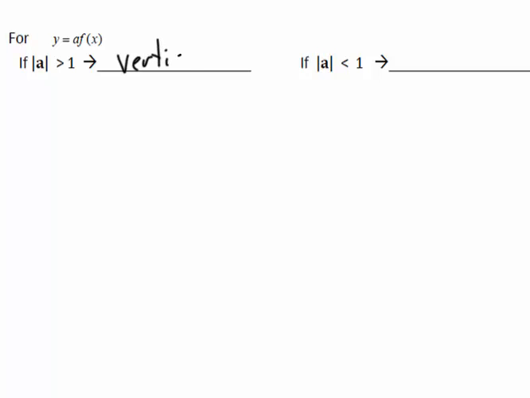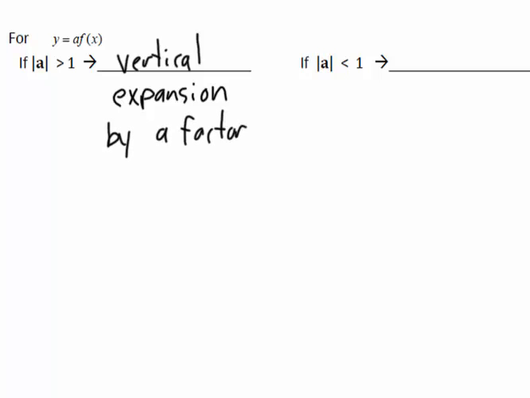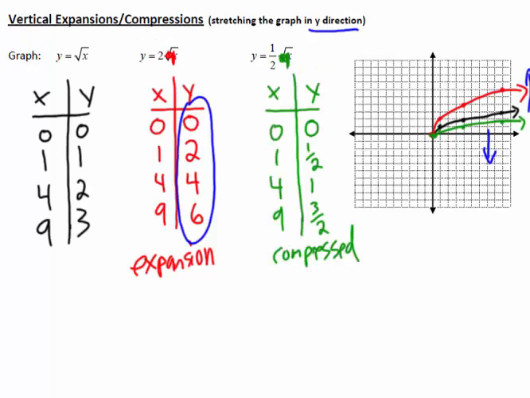That's our first piece. X, Y. Vertical meaning the y direction. If it's greater than 1, just like our first example, that was an expansion, and we're vertically expanding this by a factor. Let's have a look back and see. If we look at our graph, when we put the number 2 in, all of our y values doubled. When we put the number 1/2 in, all the y values got cut in half.